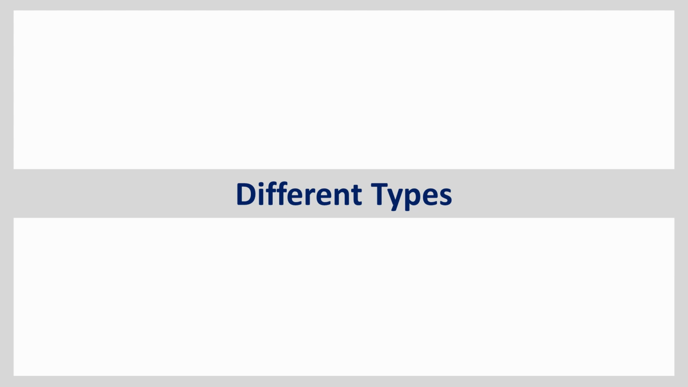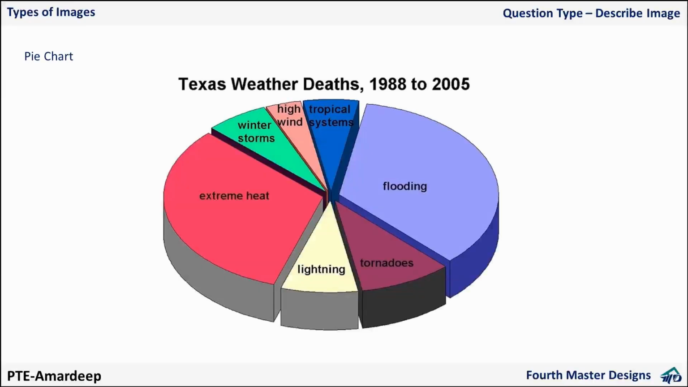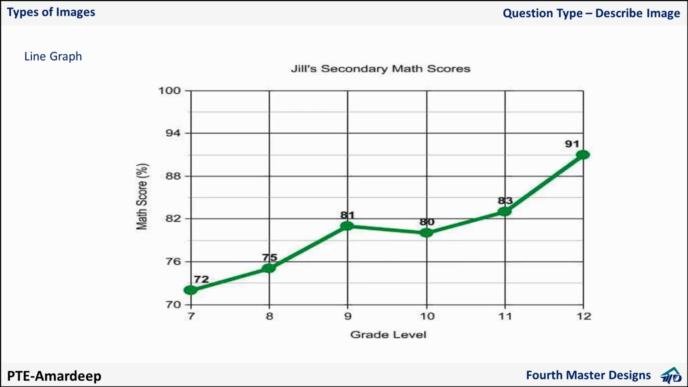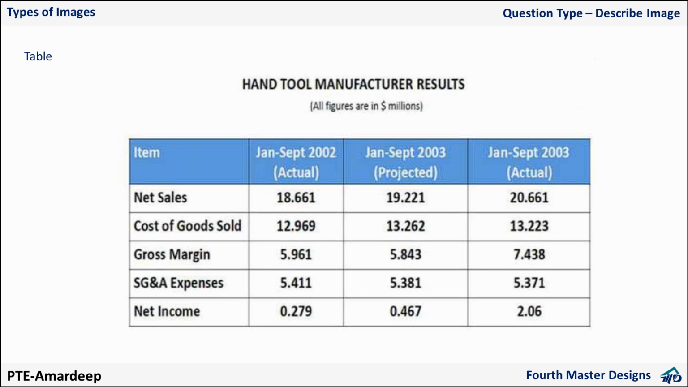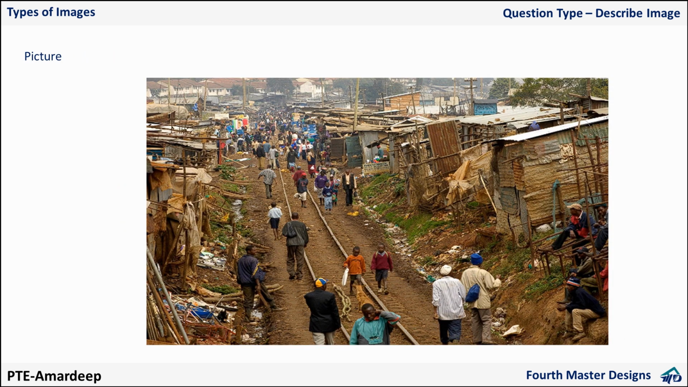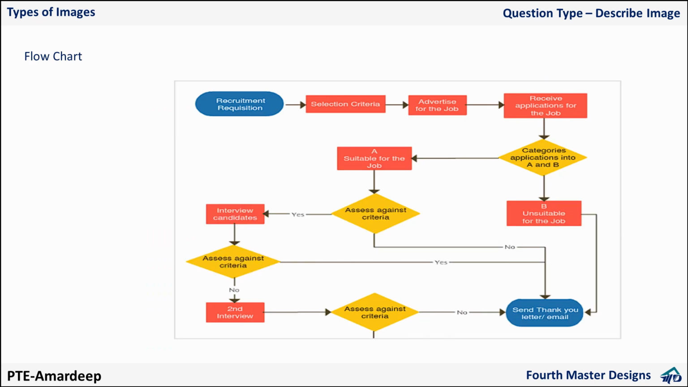In the exam, you can get a pie chart, bar chart, line graph, table, map, architecture plan, picture, and finally a flowchart. In flowchart again we have two types, linear and cyclic. So we are going to discuss all these 7 types in our course. First, we are going to start with the pie chart.